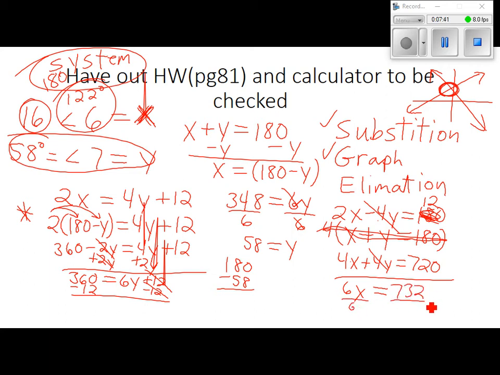Somebody help me out. What's 732 divided by 6? 142. Wow. That's what we got doing it the other way. Many different ways. Again, I used systems of equations, 2 different ways there to solve it. There are other ways you could have done it just without using systems of equations.